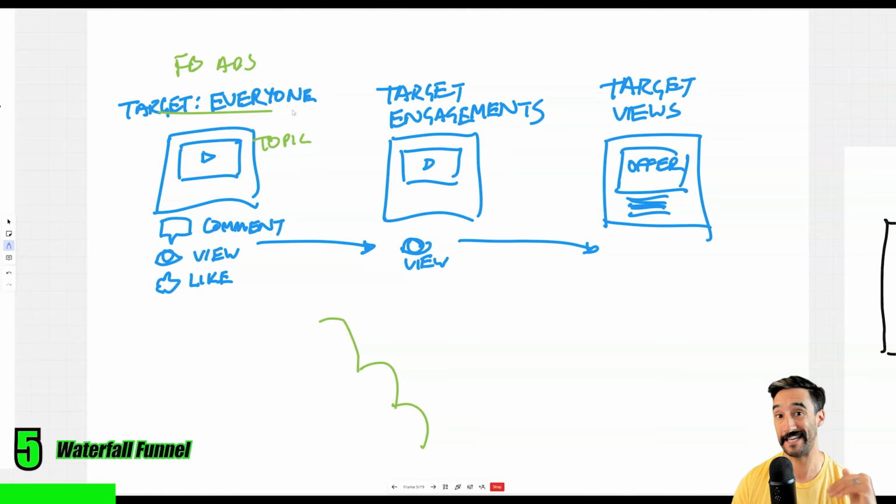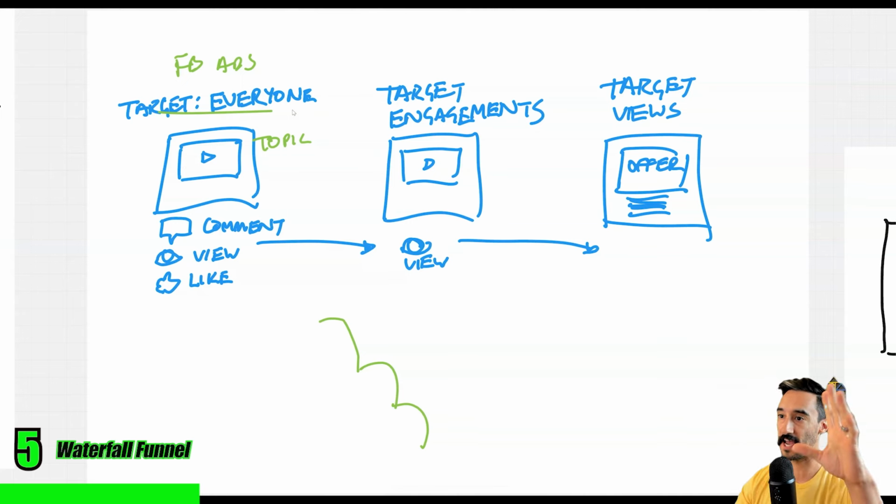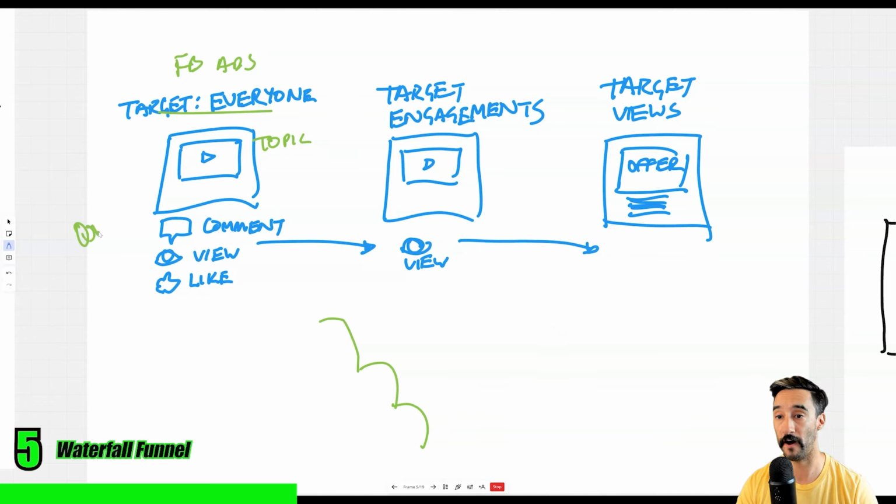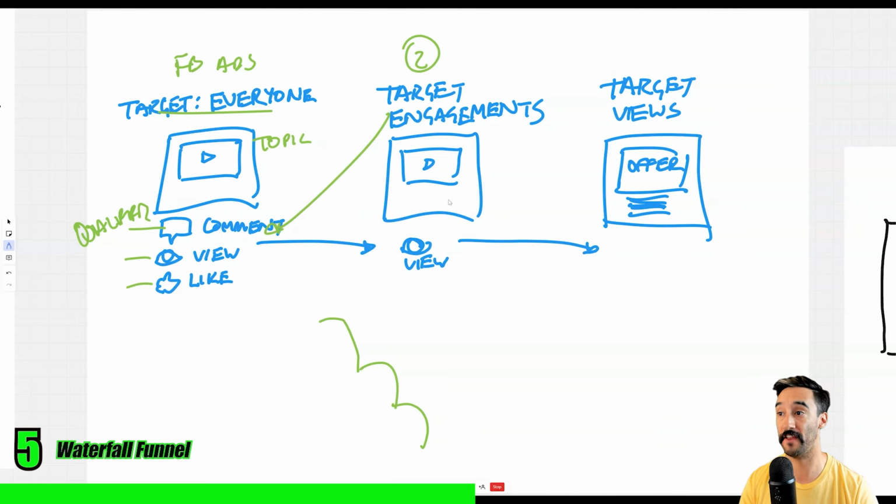So when you're selecting people inside Facebook Ads Manager, you don't say, I want to specifically target this type of person and this age range and this demographic. You target everyone. And the idea is that only people who are qualified will want to either comment, view, or like. We then create a second ad that only targets people who have engaged. And this particular one is usually a video.